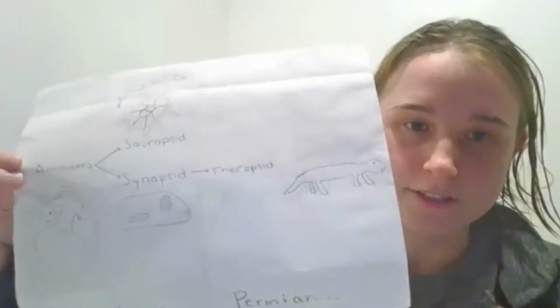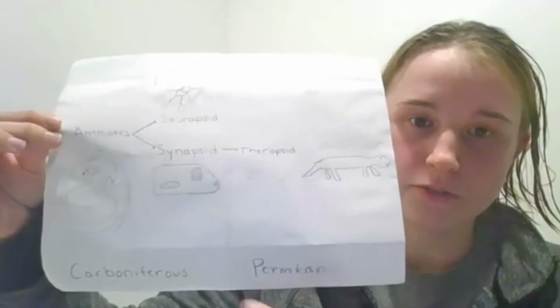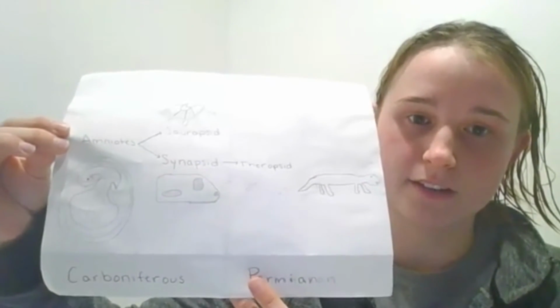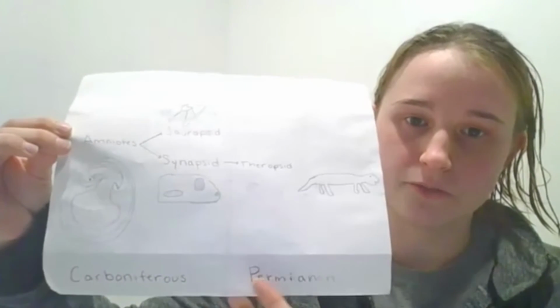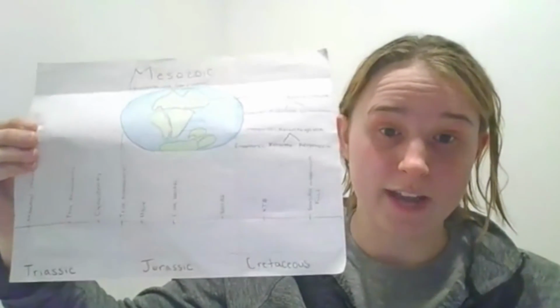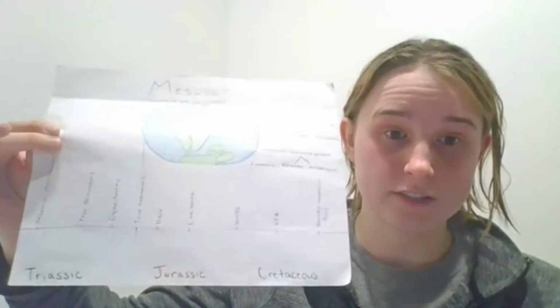As a visual, you can see amniotes went to sauropsids and synapsids in the Carboniferous, and then synapsids gave rise to therapsids in the Permian. After the Paleozoic era, we had the Mesozoic era. This is when the world was split into 2 hemispheres, north and south, being Laurasia and Gondwana. We had 3 periods, being Triassic, Jurassic, and Cretaceous.